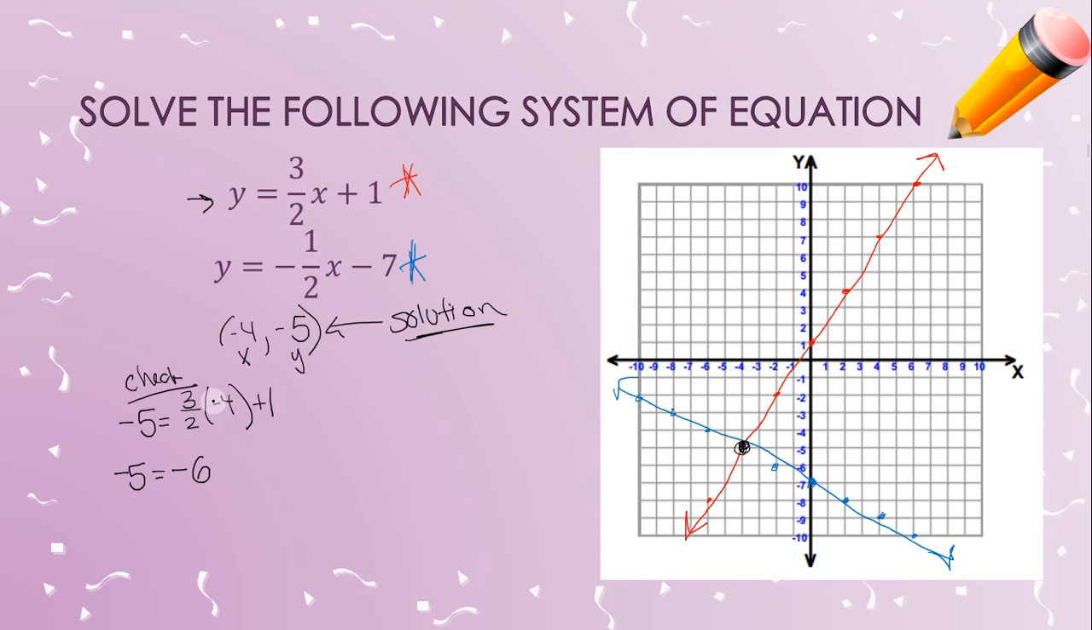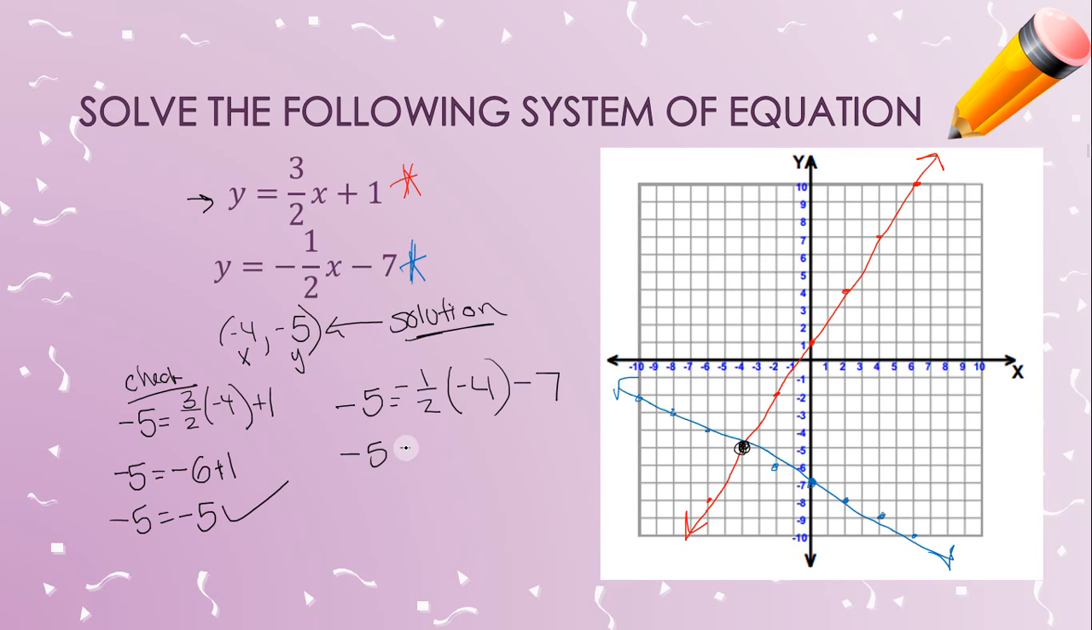If you need to use the calculator on that, please feel free to do so. And then I know that's plus 1 at the end. Now, -6 plus 1, I know that to be -5. That checks out. That's why I'm putting a big check mark here, just to say, hey, I know it works. So now I need to test this point in my second equation here. So I have -5 equals -1/2 times -4, it's my x, minus 7. So I have -5 equals -1/2 times -4, that's a +2.